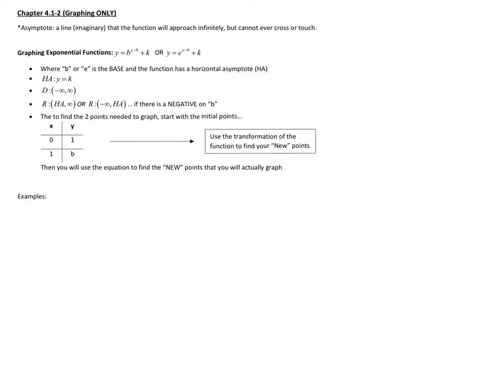Now, in a rational function, it had a vertical and a horizontal asymptote. However, in an exponential function, it only has a horizontal asymptote, all right? Now, when we look at the elements of an exponential function, let's first look at what it actually looks like for a second. So here we see a basic exponential function. I want to look at a couple of the key elements here.